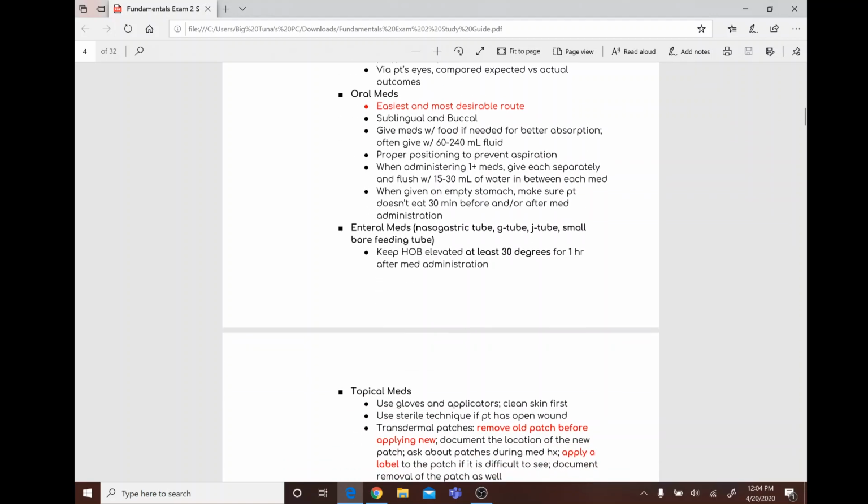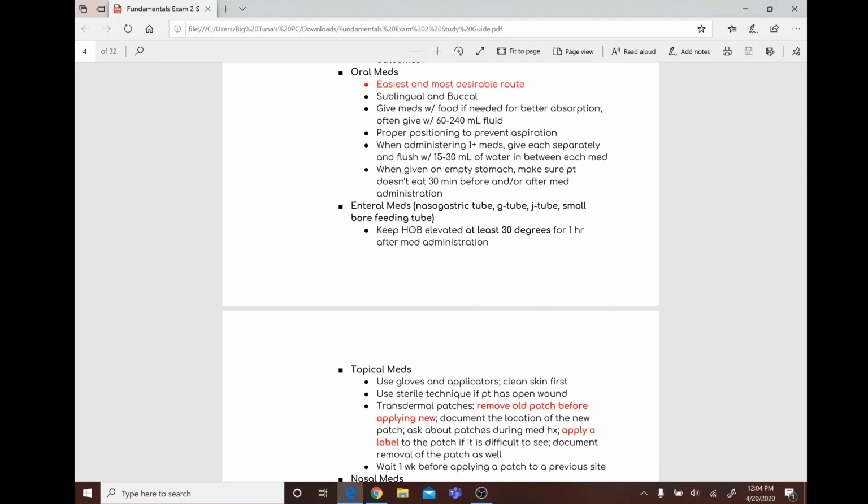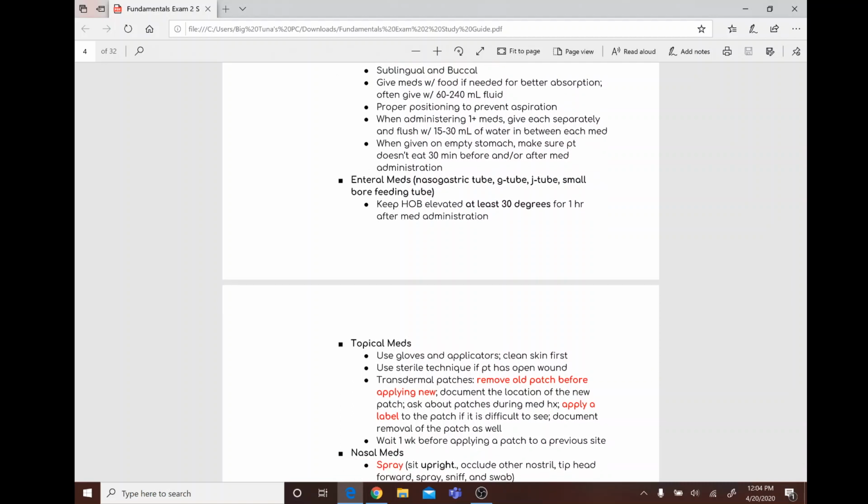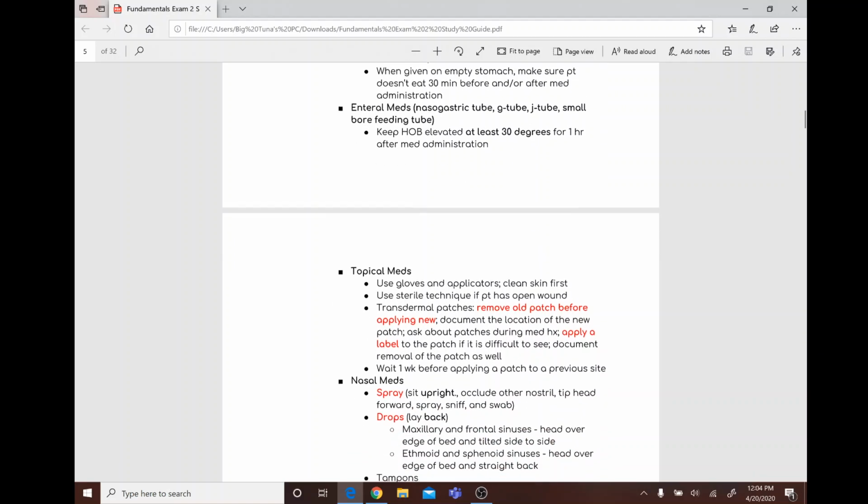Some examples of enteral meds: NG tube, G tube, J tube, small bore feeding tube. Alright, for positioning, how are we going to position the bed when giving enteral meds? Keep head of the bed at least 30 degrees for 1 hour after med administration.